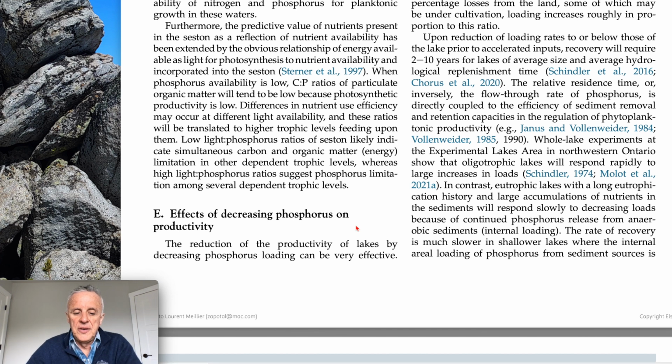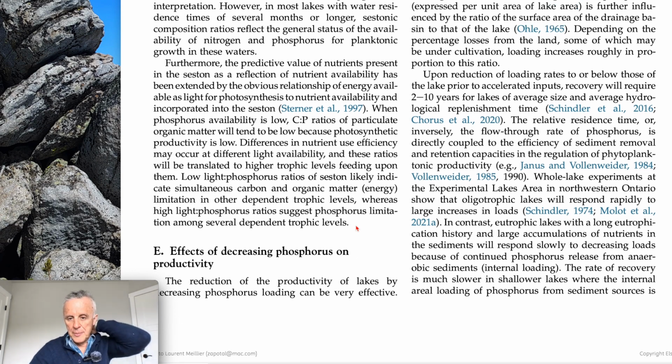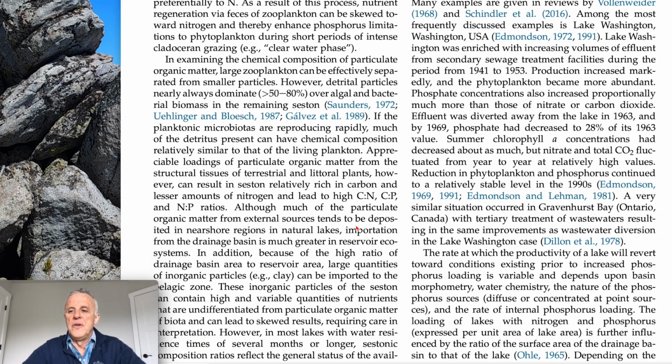Effects of decreasing phosphorus on productivity. The reduction of the productivity of lakes by decreasing phosphorus loading can be very effective. Many examples are given in reviews by Vollenweider and Chandler. Among the most frequently discussed examples is Lake Washington.